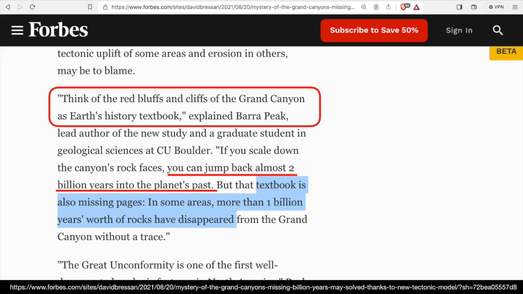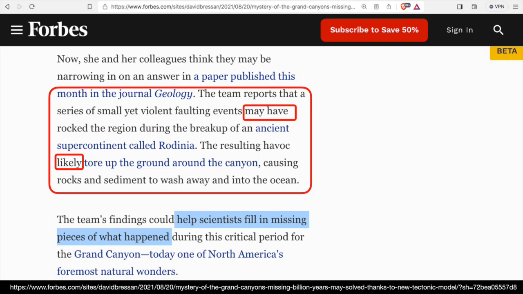Just think of the red bluffs and cliffs of the Grand Canyon as Earth's history textbook. You can jump back almost 2 billion years into the planet's past. But that textbook is also missing pages. In some areas, more than 1 billion years worth of rocks have disappeared. So how did that happen? So they do these just so stories. Okay, the team reports that a series of small yet violent faulting events may have rocked the region during a breakup of an ancient continent. The resulting havoc likely tore up the ground around the canyon, causing the sediment to wash away. Likely and may have are not science words.